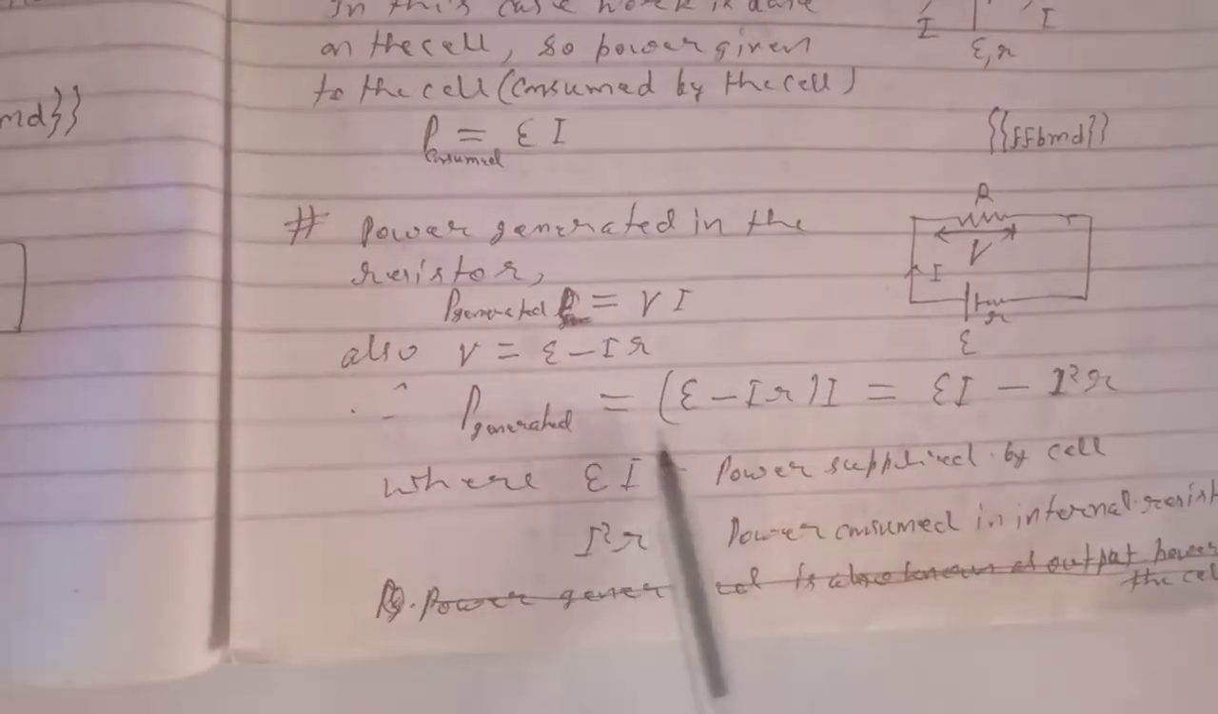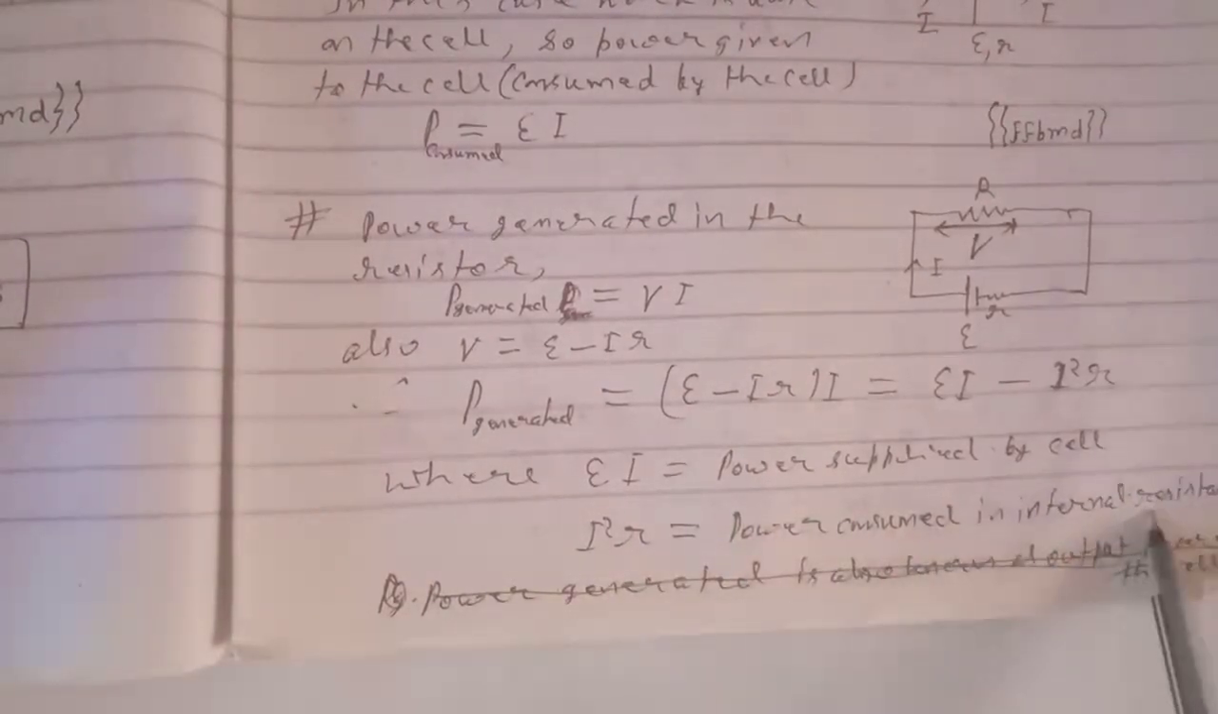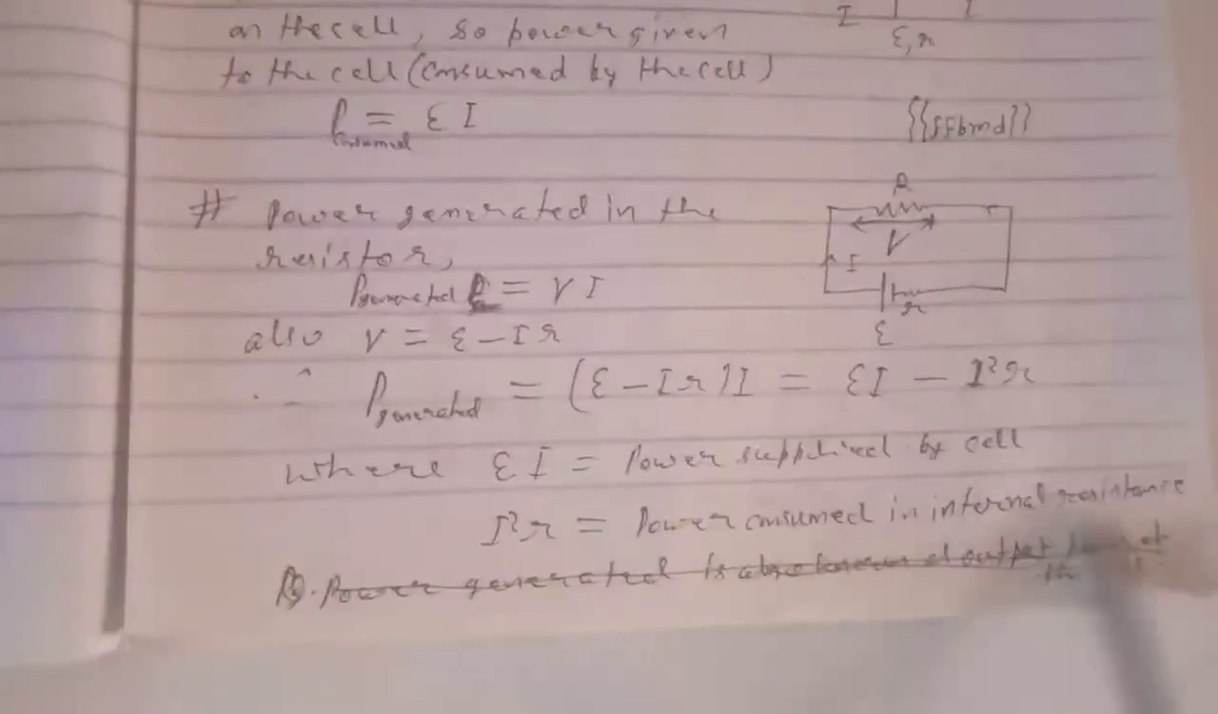Next, power generated in the resistor. This is our resistor, and potential difference across it is V. I current is flowing through the circuit. Now P generated is equal to VI, also V equals E minus Ir. Hence P generated equals E minus Ir into I, or EI minus I square r, where EI is the power supplied by the cell and I square r is power consumed in the internal resistance.